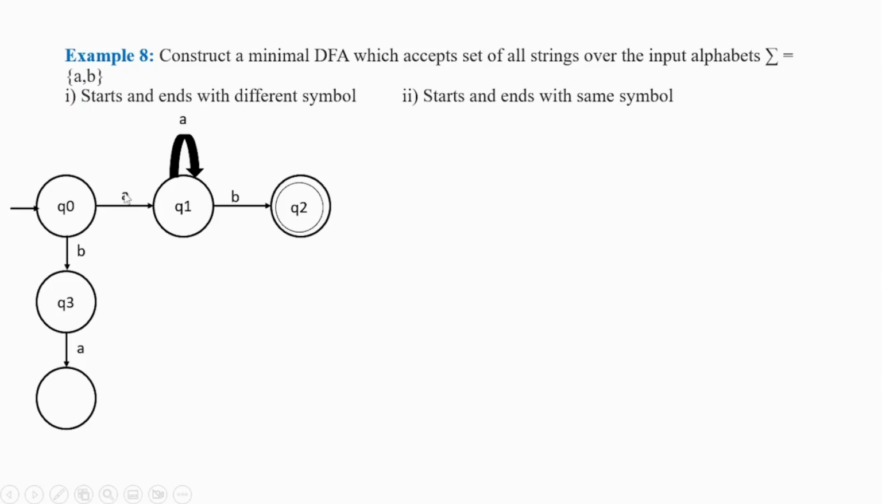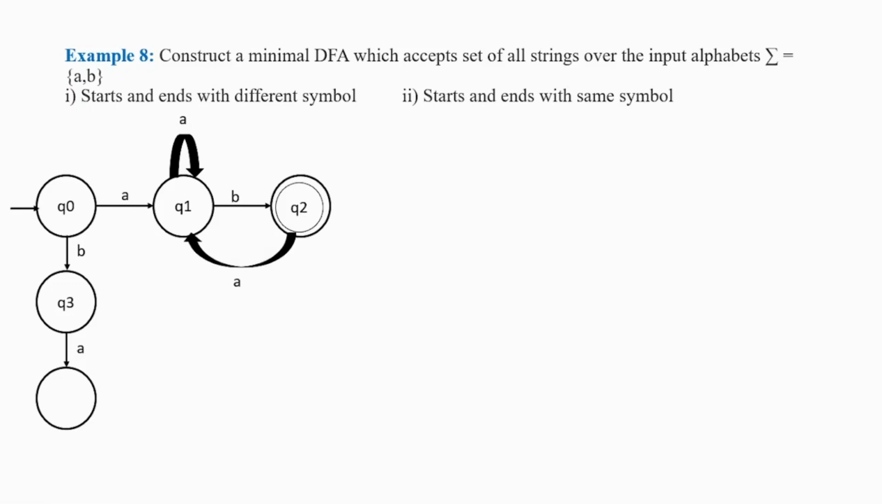So whenever it sees A, I'm keeping it here itself. Let it stay here, because it can be A followed by 10 A's, and if there is no B after that, then it will stay here only. It will not enter the final state, so that string will not be accepted, right? If it sees A, then any number of A's, and then it sees B, it will enter the final state.